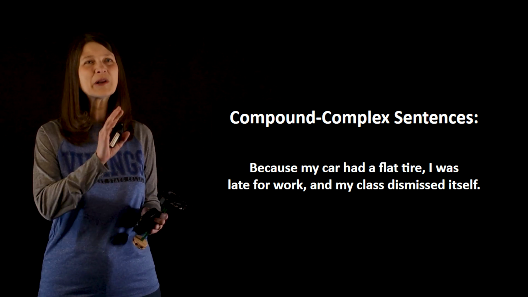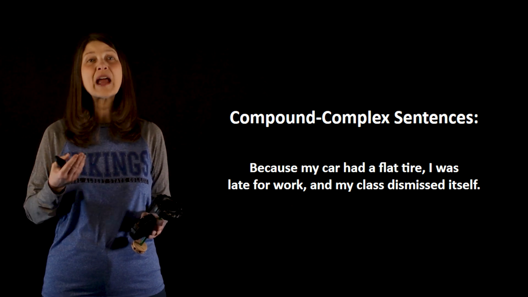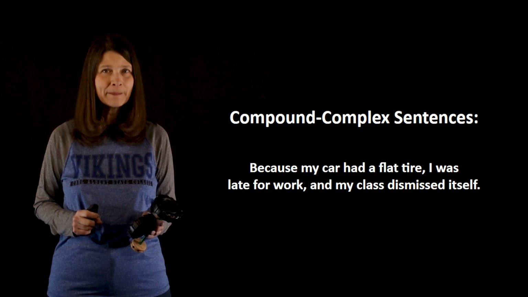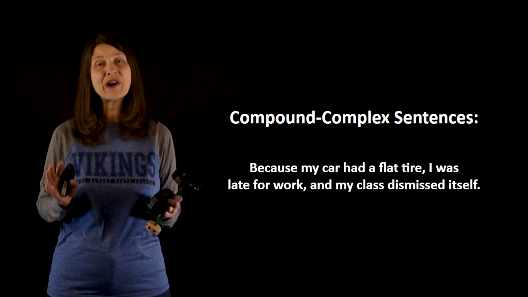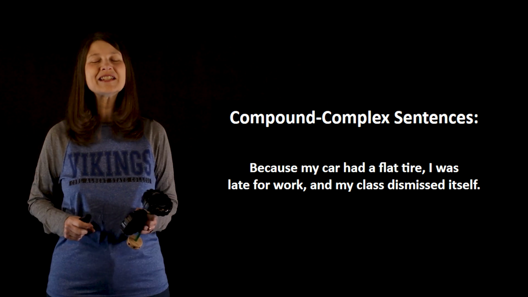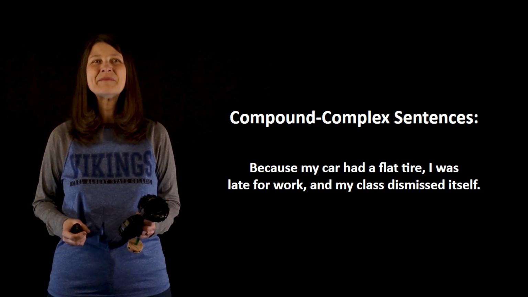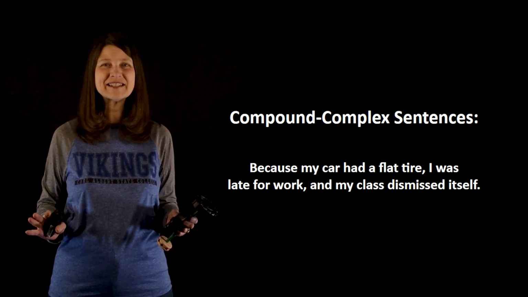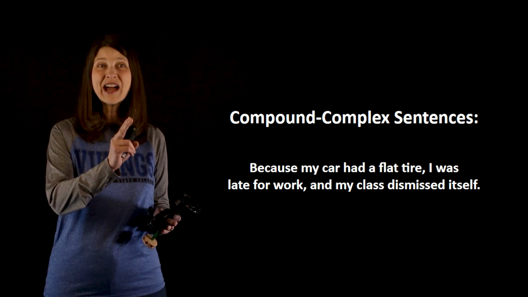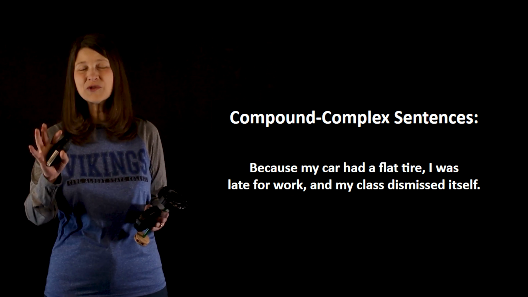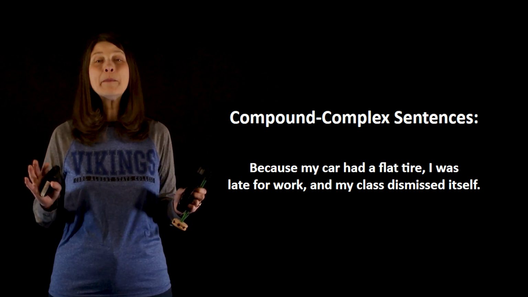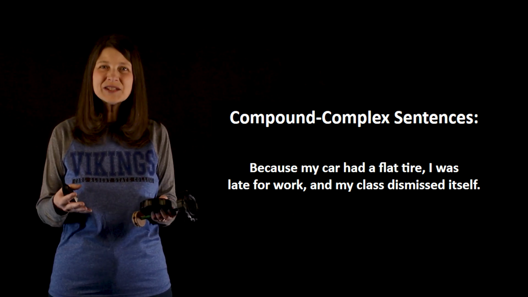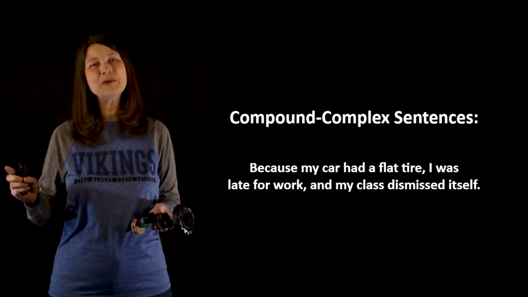So when I look at this sentence, because my car had a flat tire, I was late for work, and my class dismissed itself. What about that sentence makes it compound? If you guessed the comma conjunction, you're absolutely right. What about this sentence makes it complex? The bully word at the beginning, the word because, makes this a complex sentence. Now you can understand why there's a comma after tire and why there's a comma after work. One's for the compound sentence, one's for the complex part. A compound complex sentence means I had the potential for 3 sentences, but I've joined them together in a nice way to add sentence variety to my writing.